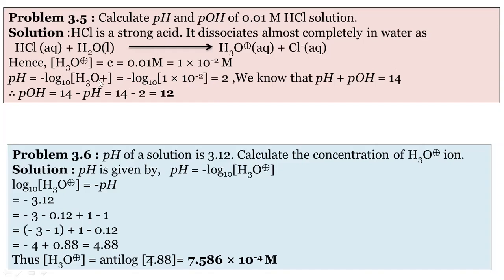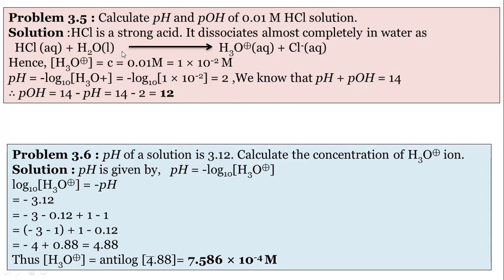Concentration of H plus ion is given. So we have to calculate first pH. pH is 2, and you know this relation pH plus pOH is equal to 14. So if you know the value of pH, then we can calculate the value of pOH. It is 14 minus 2, it will be 12. So this is again a 2 marks numerical.